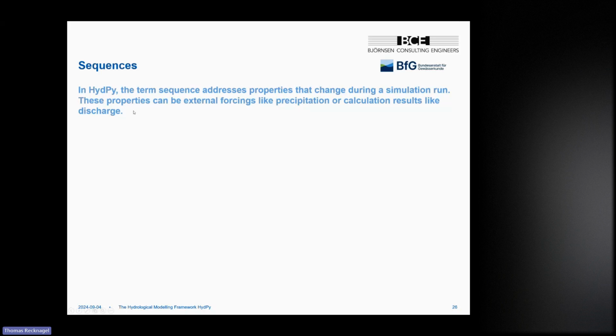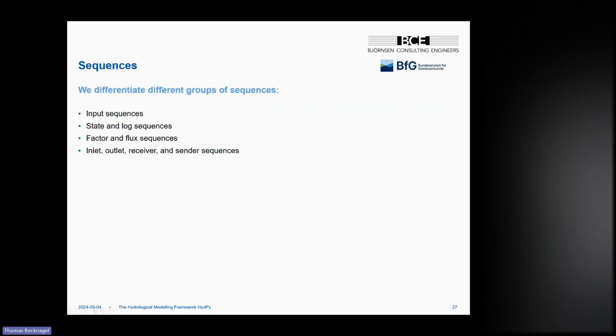not called time series in HydPy, they're called sequences. Sequences is a term we have in HydPy. In the HydPy manual, we say sequences are properties that change during a simulation run. These properties can be external forcings like precipitation or calculation results like discharge. So we have different groups of sequences: input sequences, state and log sequences, factor and flux sequences, inlet and outlet sequences.